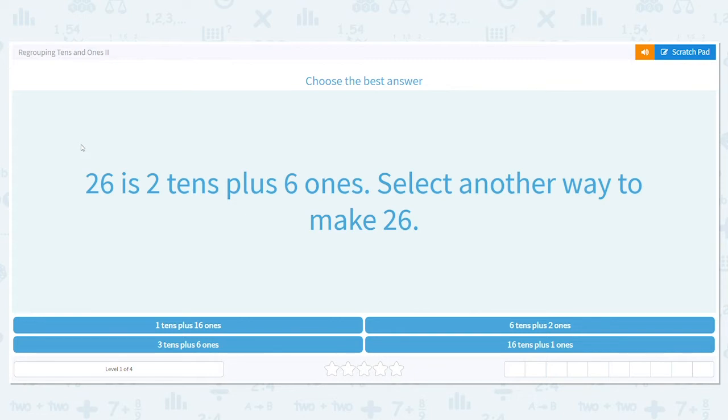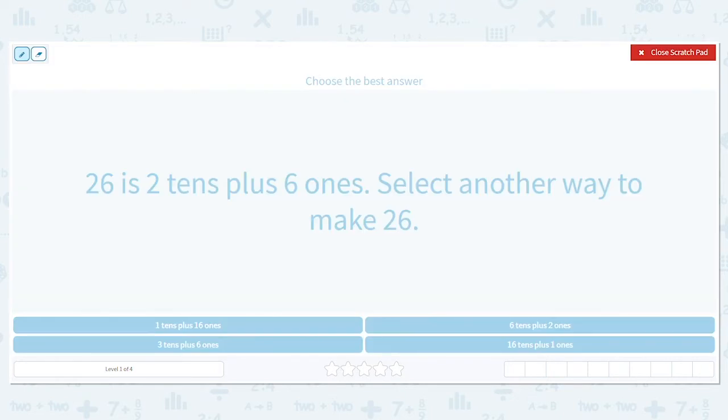Okay, so definitely going to use my scratch pad for this. So if I have my tens and my ones, we know that this is 26. So I need to see which choice down below is the same thing, just represented a little bit differently.